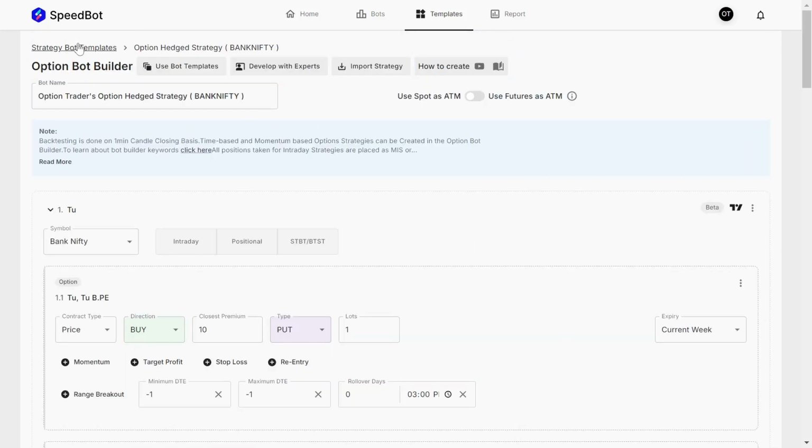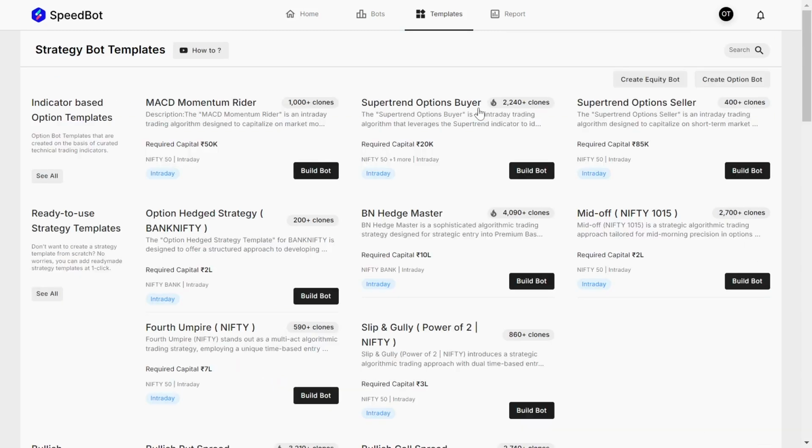So that's how you can have n number of strategy templates created, and you can get a feel of how the algo trading works. So let's move on to the next question.